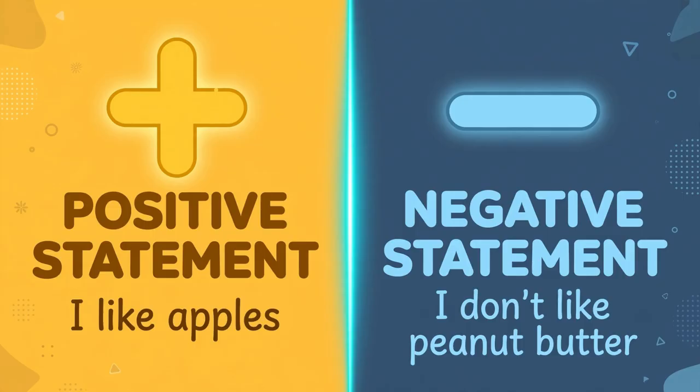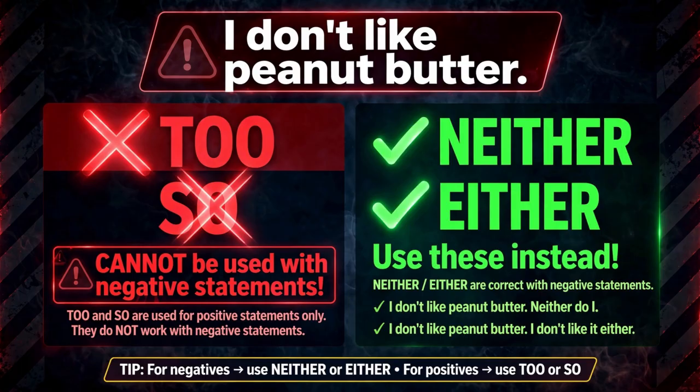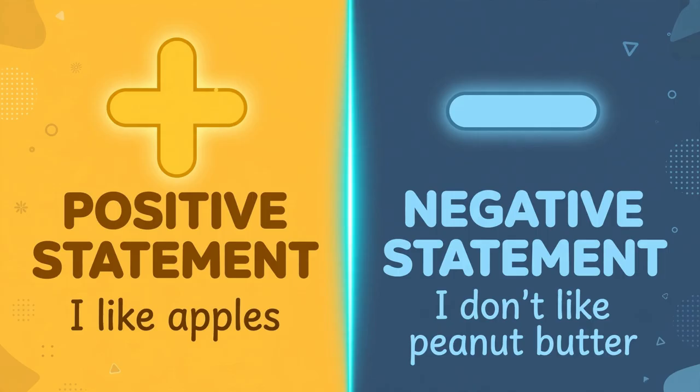Let's say your friend says, I don't think he will win, or I don't like peanut butter. You feel the same way. You also don't like peanut butter. What do you say? If you say me too, that's wrong, because too and so are for positive statements only. For negatives, we use neither and either.